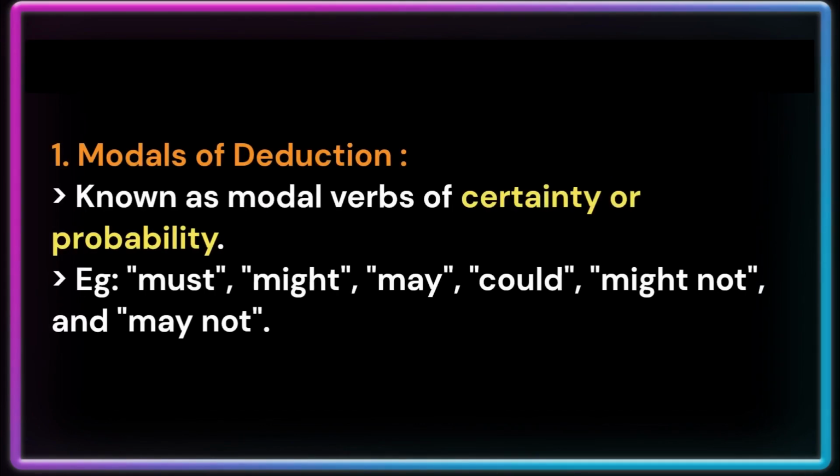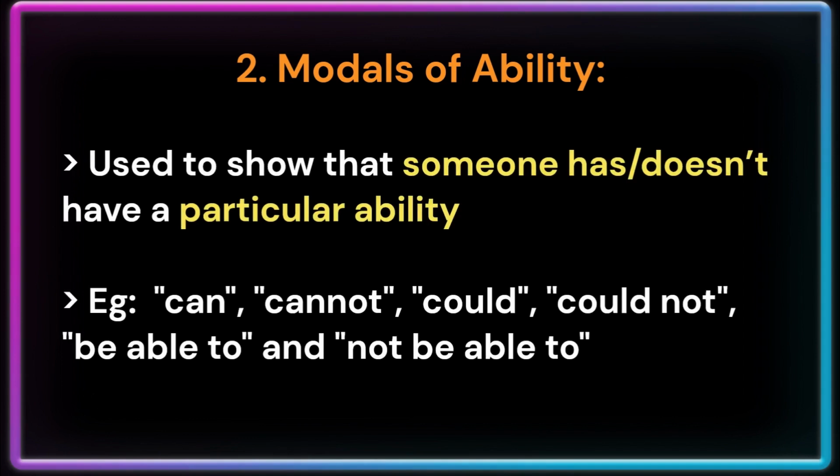Number 1. Modals of deduction. Modal verbs of deduction are also known as modal verbs of certainty or probability. Examples include must, might, may, could, might not, and may not. Number 2. Modals of ability. These modal verbs are used to show that someone or something has or doesn't have a particular ability or skill. Examples include can, cannot, could not, and the phrases be able to and not be able to.